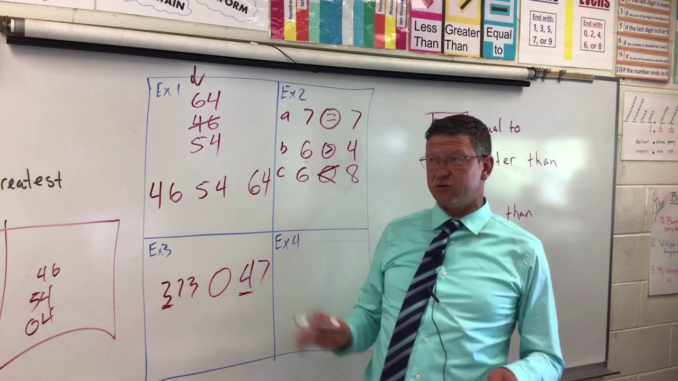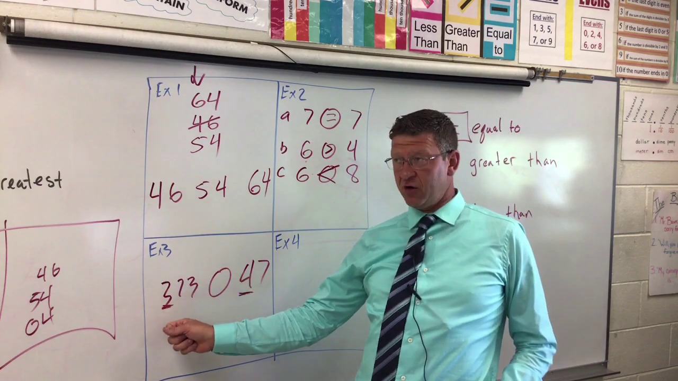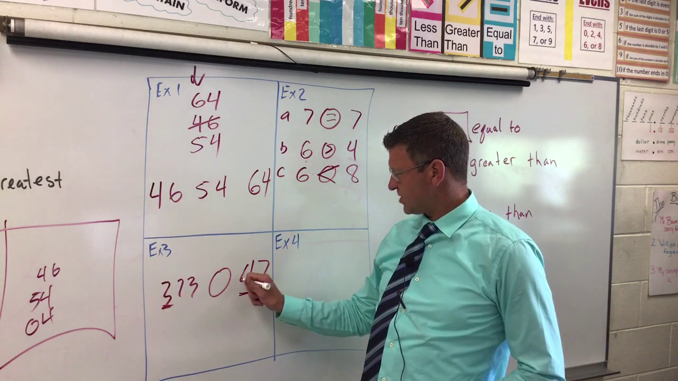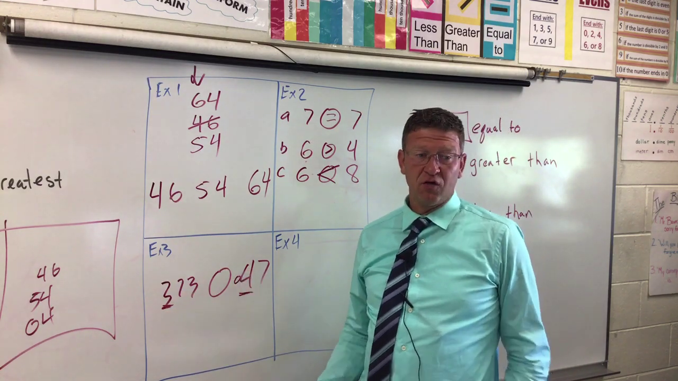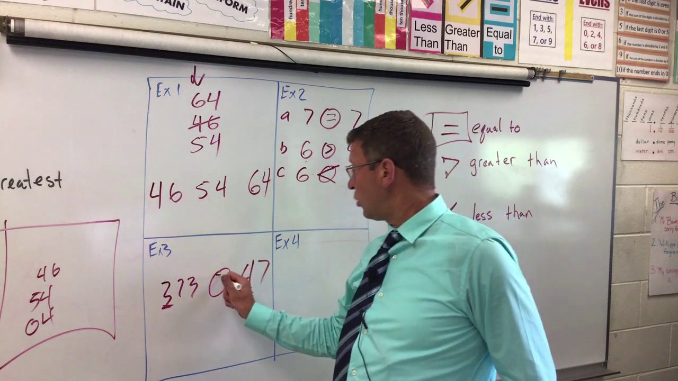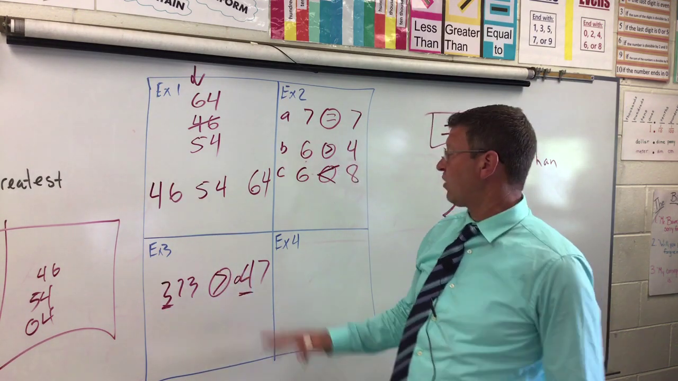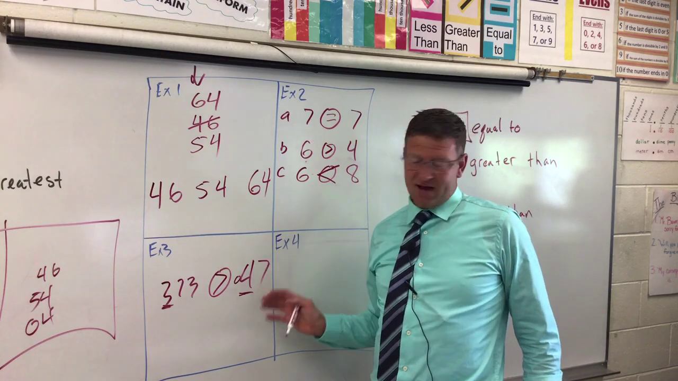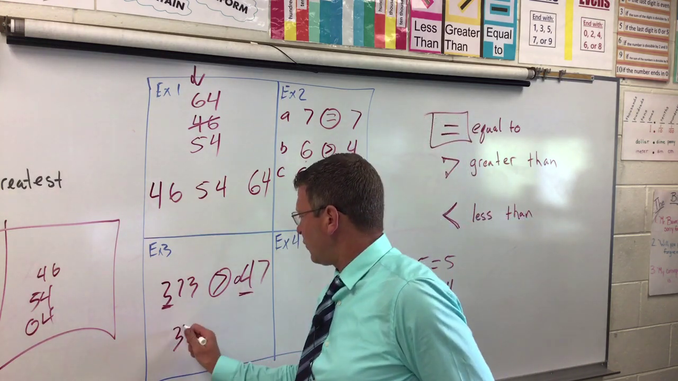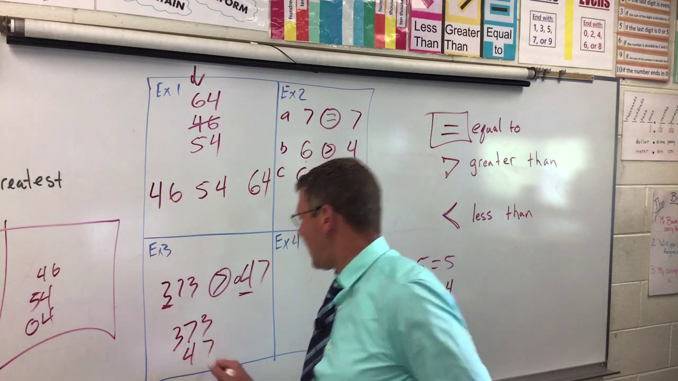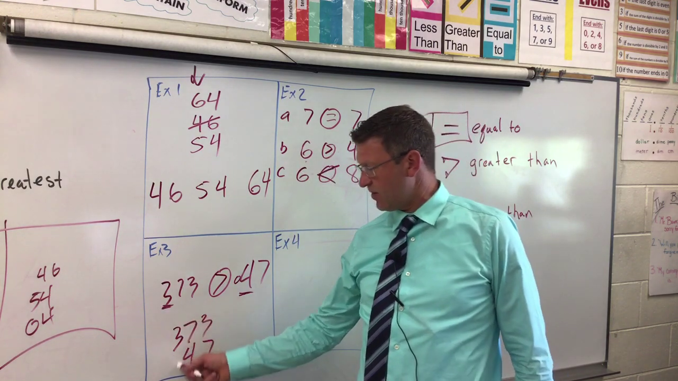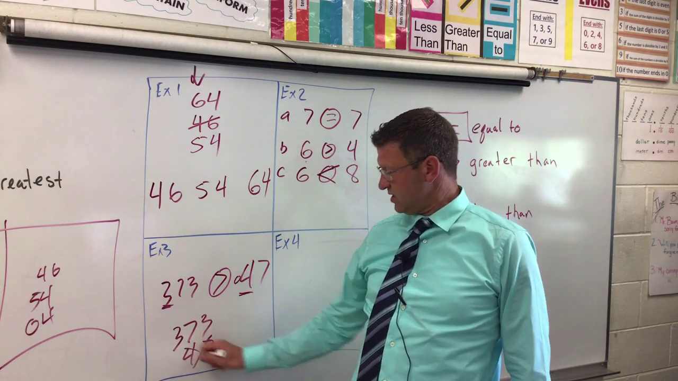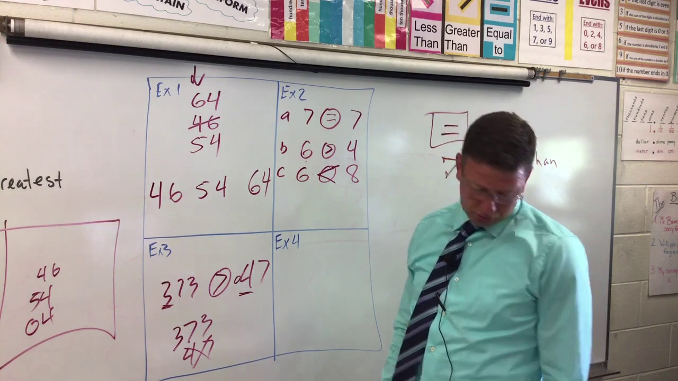No, no, no. Listen till you read the numbers. 300. Oh, this is actually 0. So that one's pretty obvious. This one's got to be greater than. 373 is greater than 47. Some kids like to stack this one up. And they say, Mr. Bauer, it's obvious if I stack it up. This one's got some in the hundreds place. This one doesn't. 373 is greater.